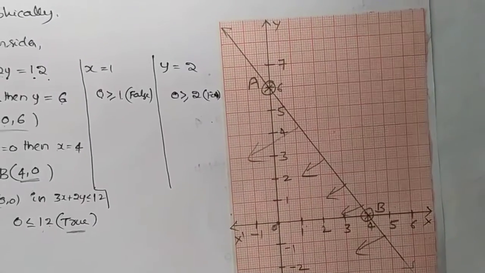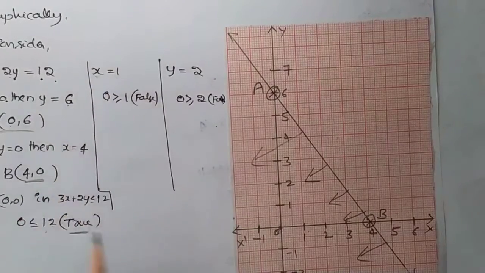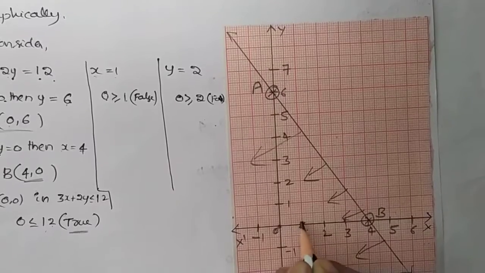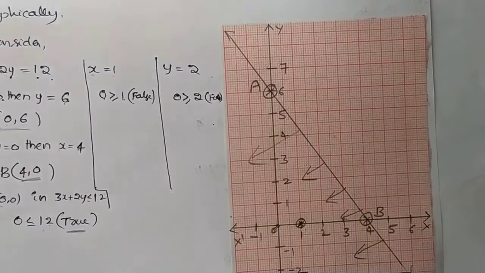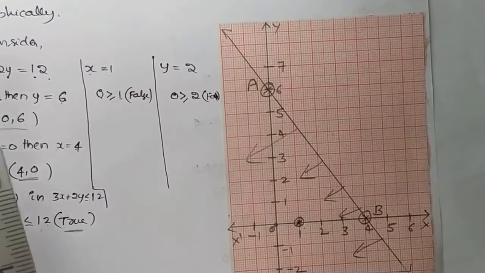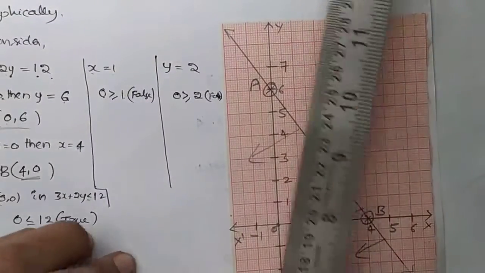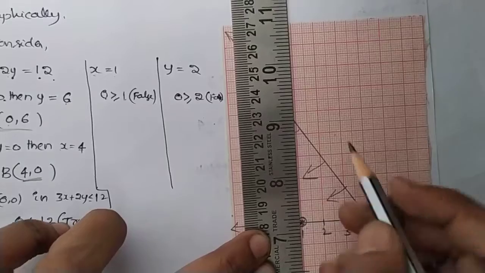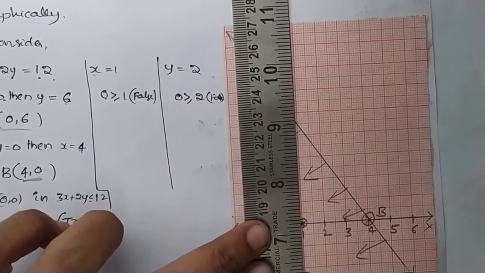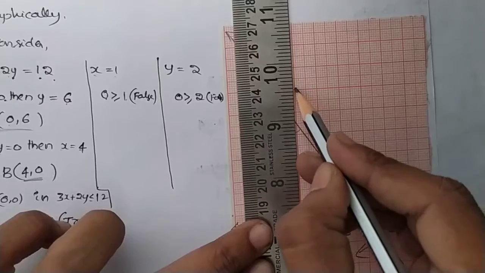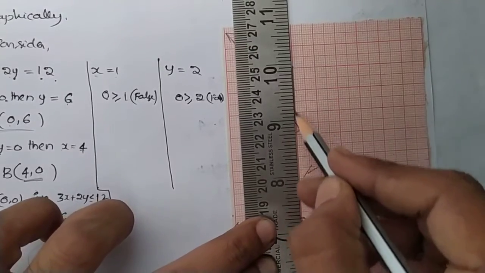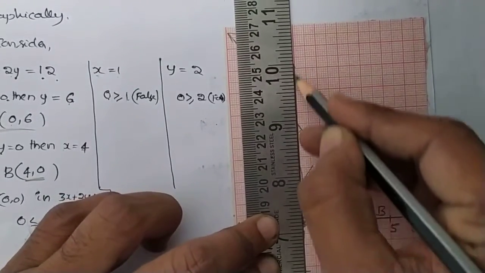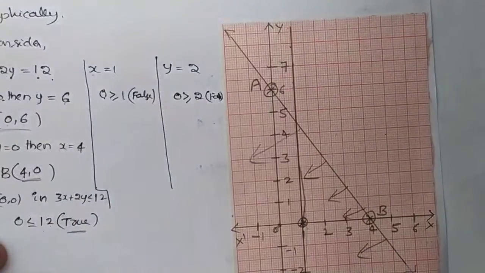Okay. Next, we have one more inequality. x equals to 1. How to draw x equals to 1 on xy plane? This second inequality is also involving greater than or equal, so we have to draw a thick line. Okay.